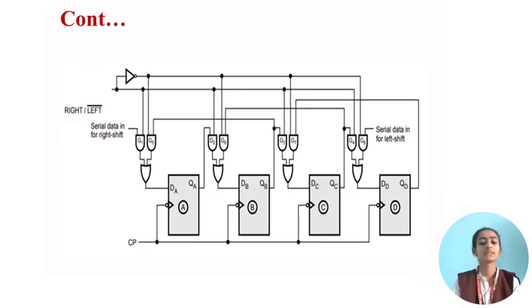There are four bits here, A, B, C, D. There are flip-flops, a right/left control, the serial data for right shift and the serial data for left shift. They are connected to CP. CP means clock pulse. They have many gates, and they are connected to the flip-flops.